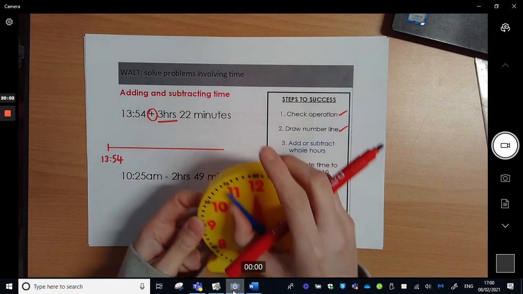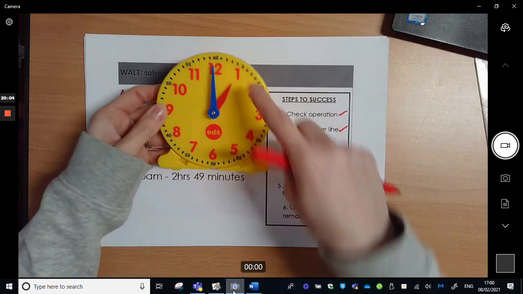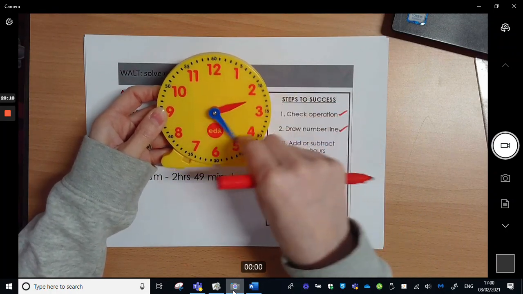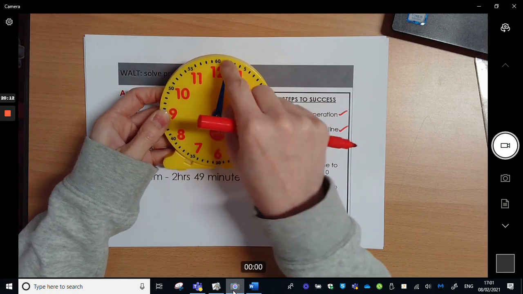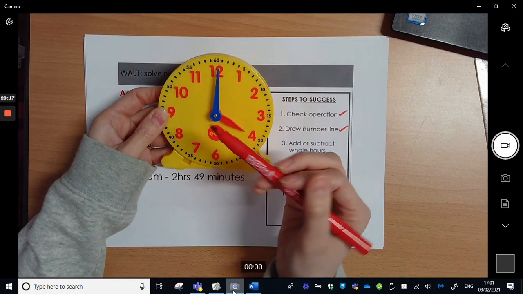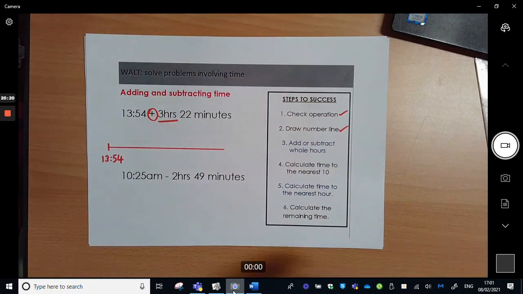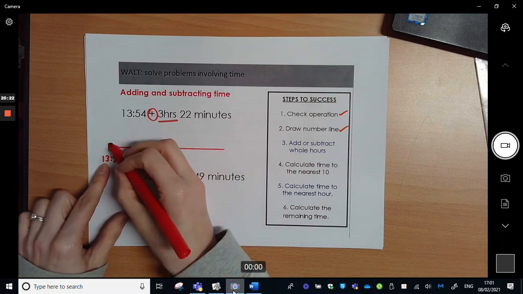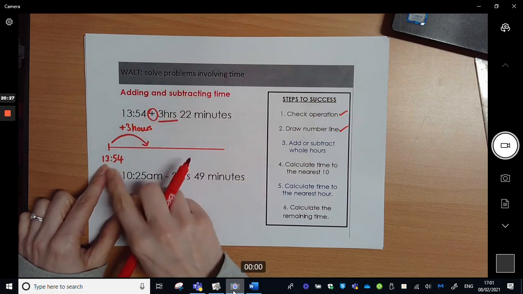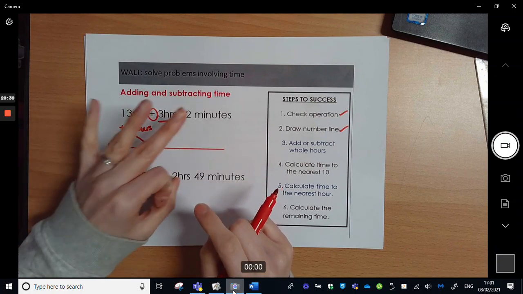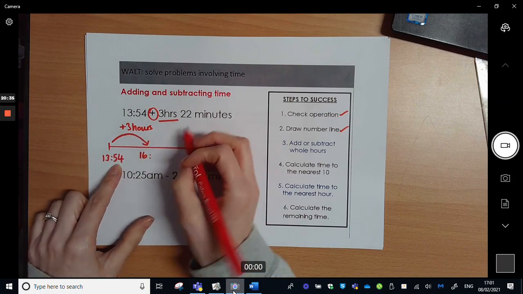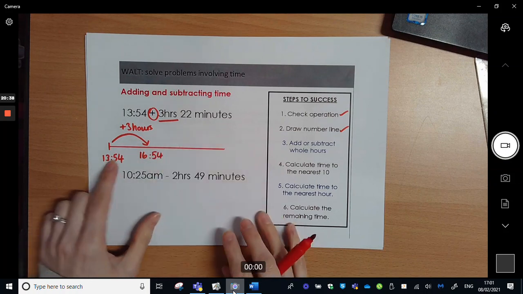Because if I was at 1 o'clock and I had added on 1 whole hour, 2 o'clock, 3 o'clock, 4 o'clock, okay, my minutes haven't changed, it's just the hour that has changed there. So I can do 13 plus 3 hours, so 13, 14, 15, 16 is going to be 1600, 4 o'clock, and my minutes haven't changed yet. I haven't added on any minutes yet. So I'm just going to say that's 1654.